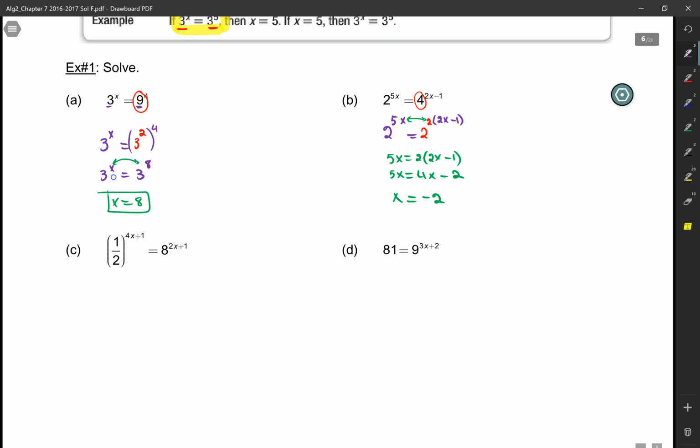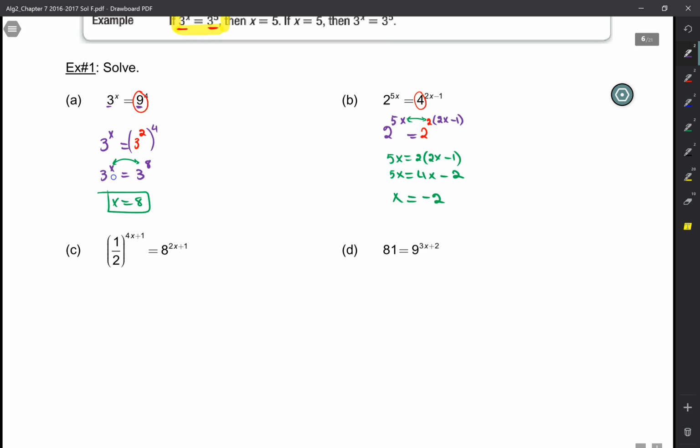So, I have a 9 and an 81. Now, you can change the 9 to 3 squared, but you don't really have to, right? So I can leave the 9 as is. And what happens to the 81? It's 9 squared. Now that the bases are the same, I can set the exponents equal to each other. 2 is equal to 3x plus 2.